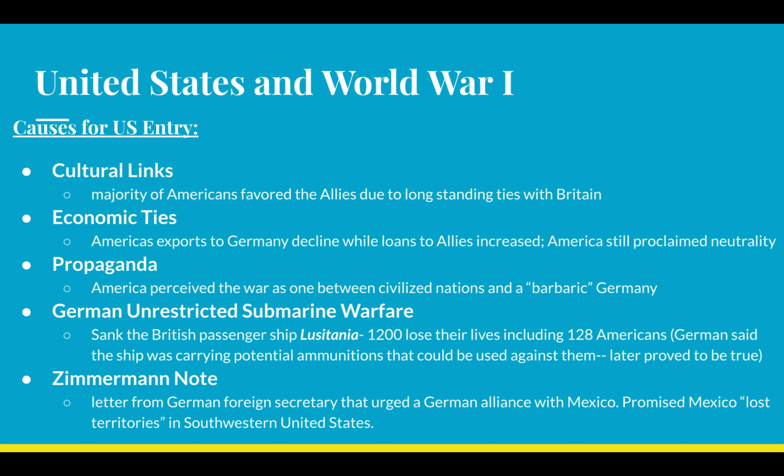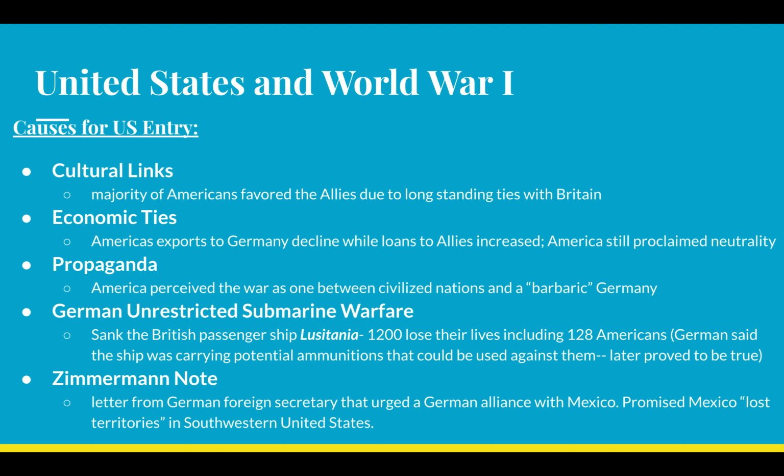Also, propaganda. That's still around today in many aspects, but people at home here in the United States perceived, through yellow journalism, if you want to call it that, this war as a war against a barbaric Germany, and a civilized rest of the world. So the people at home looked at Germany as barbaric. This is where we get into the immediate causes, these last two bullets, the German unrestricted submarine warfare and the Zimmerman Note. These are on the Regents a lot, especially German unrestricted submarine warfare.